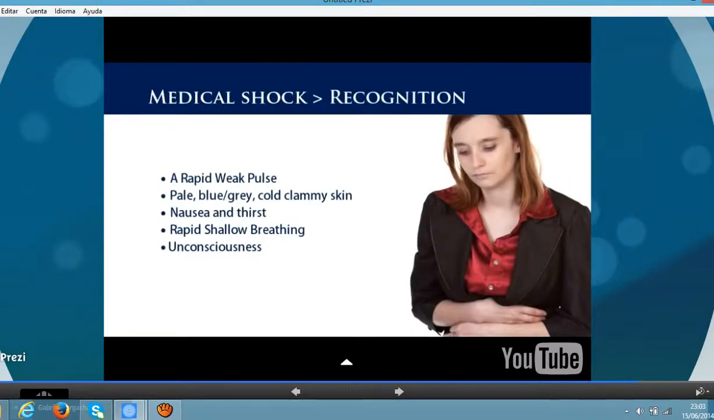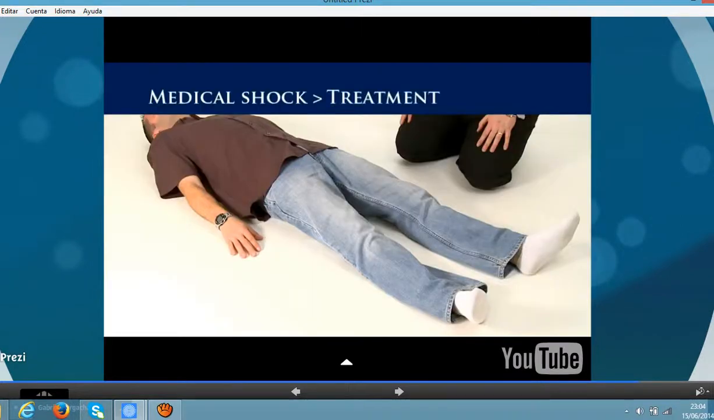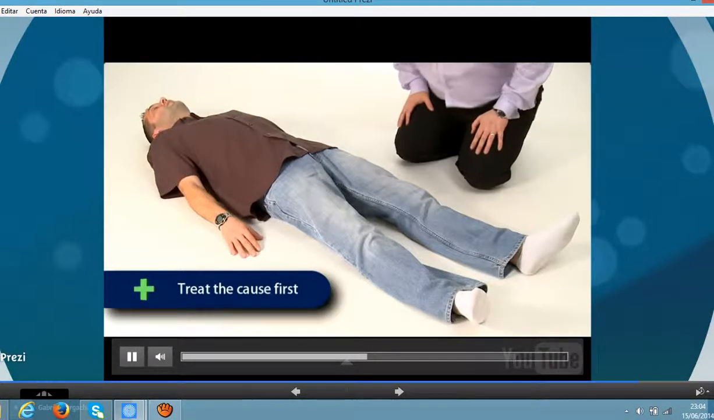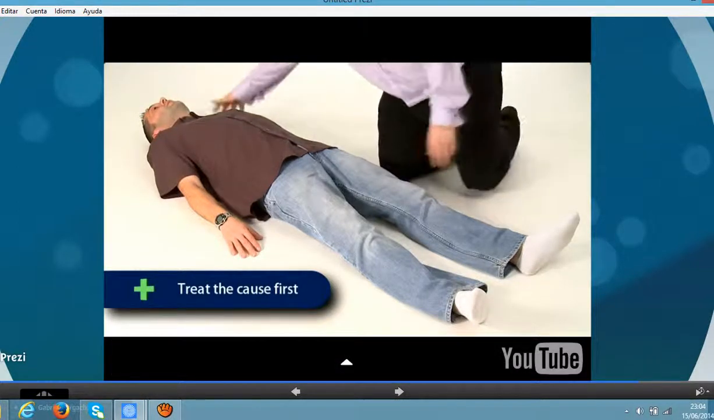The recognition, signs, and symptoms: a rapid, weak pulse, pale, blue-grey, cold, clammy skin, nausea and thirst, rapid, shallow breathing, unconsciousness. Let's now look at the treatment. First of all, it is important to treat the cause, whether that is a bleed, a burn, or an injury.